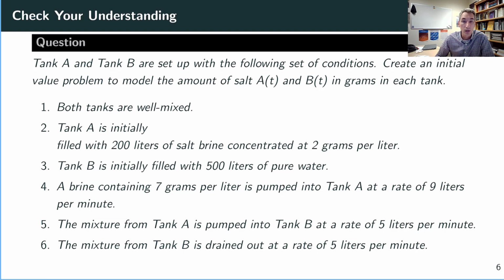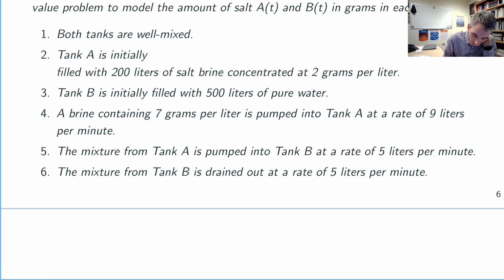Create an initial value problem to model the amount of salt A and B in grams in each tank. Both tanks are well mixed. A is filled with 200 liters of salt brine concentrated at 2 grams per liter. That feels like an initial condition to me. 200 liters, 2 grams per liter, that's 400 grams of salt in tank A.